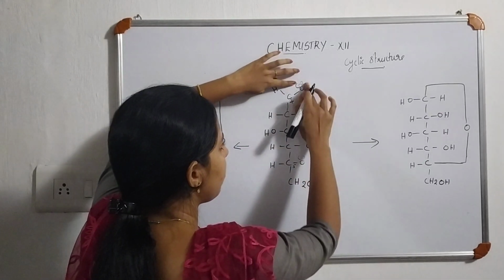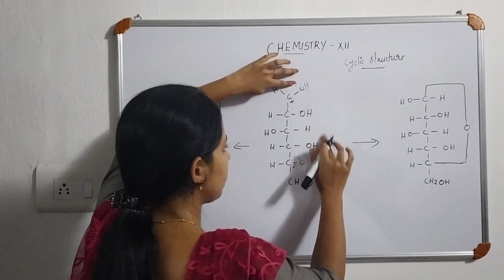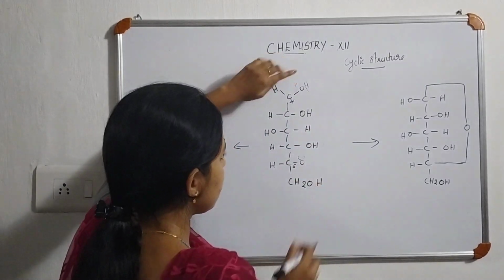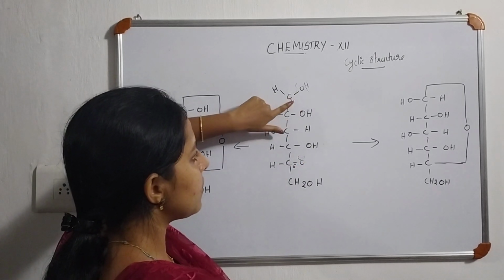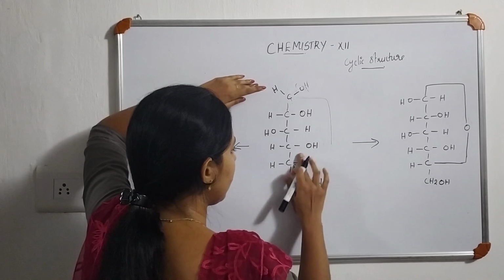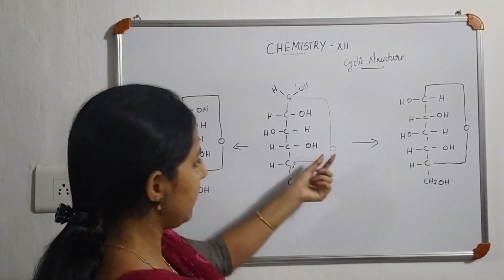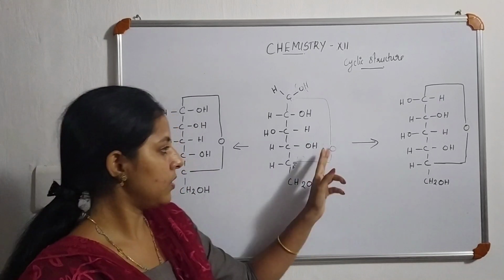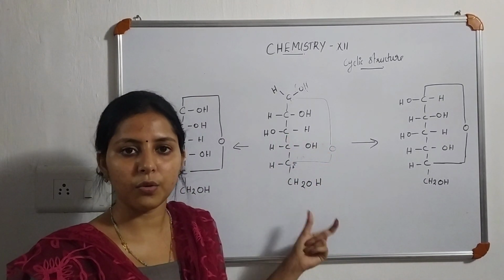Therefore, it will form an OH. Similarly, this negatively charged oxygen at C5 moves towards the positively charged carbon. So there will be a bond between this first carbon and fifth carbon through this oxygen. So this is the cyclic structure of glucose.